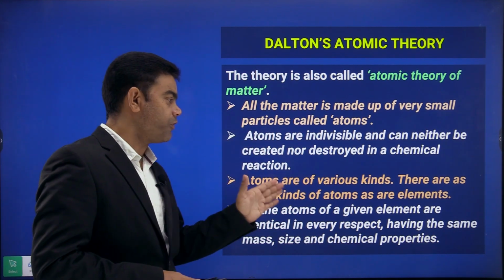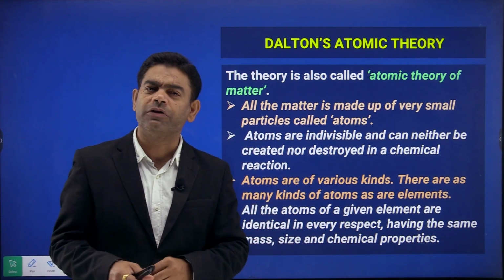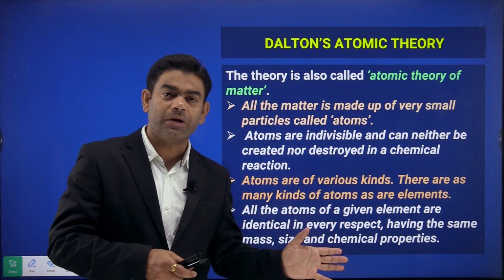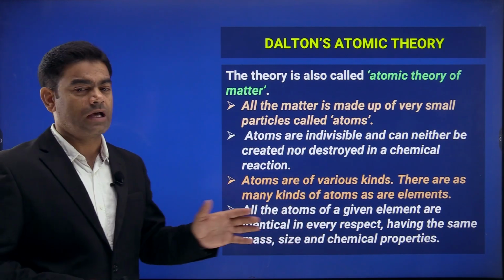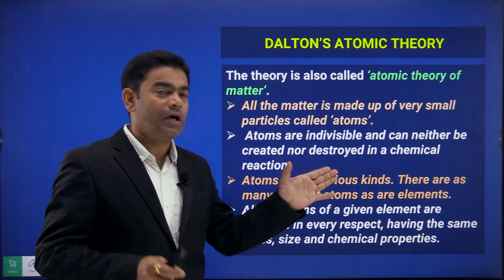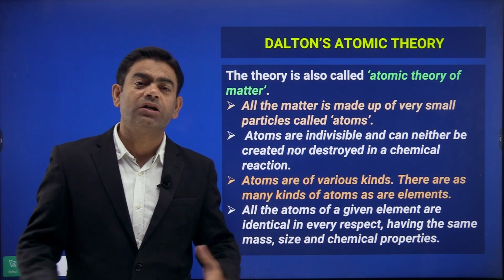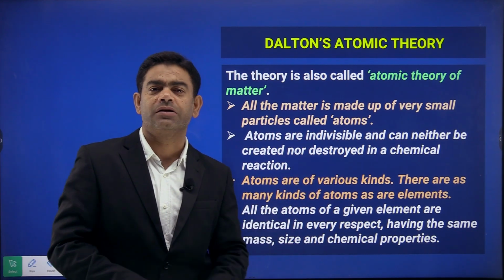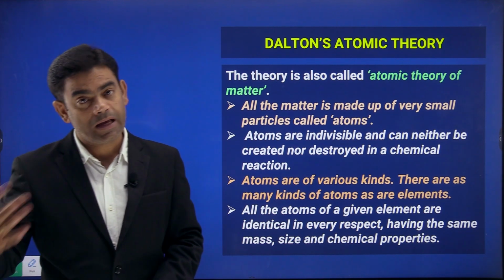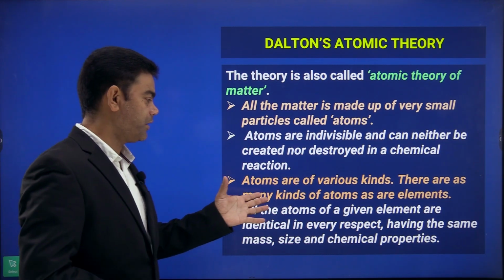Third point, atoms of various kinds. Atoms are of different kinds. Different elements have different atoms. So, there are as many kinds of atoms as there are types of elements. Jitne type ke elements humne jane aaj tak, utne hi type ke atoms bhi humare paas. This was again given by him.